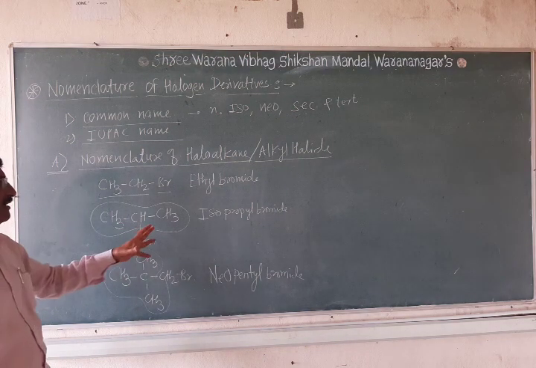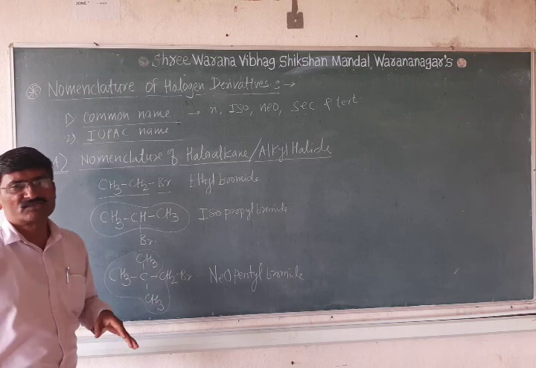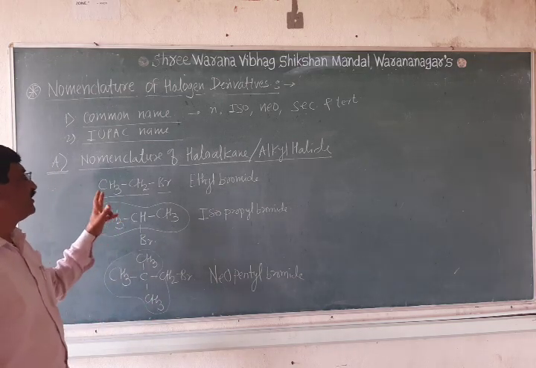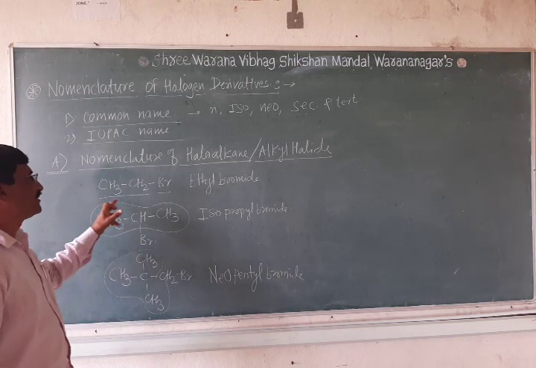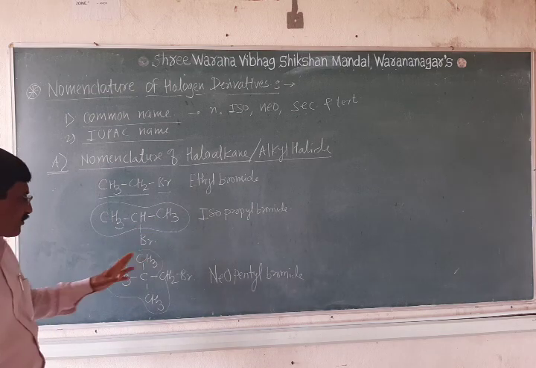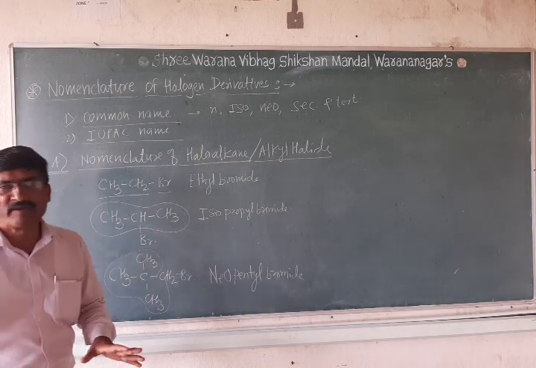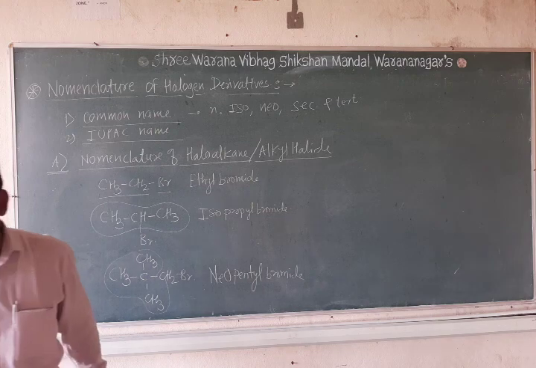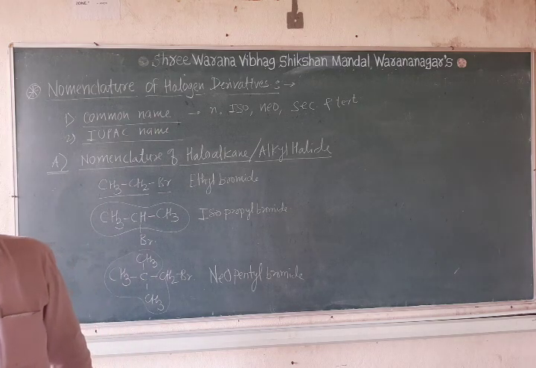On the basis of that, it is possible to classify and give the names to those particular compounds: ethyl bromide, isopropyl bromide, as well as neopentyl bromide.